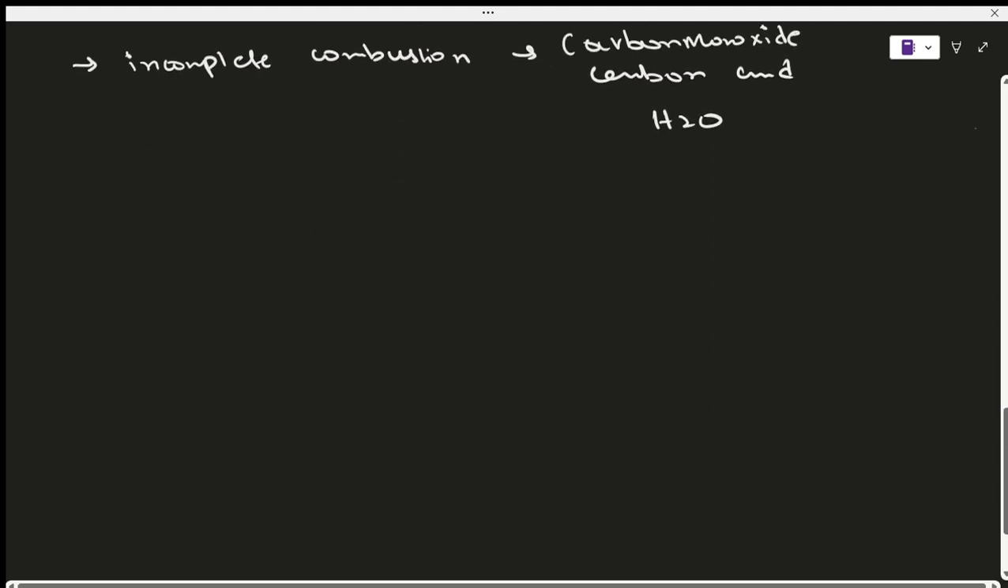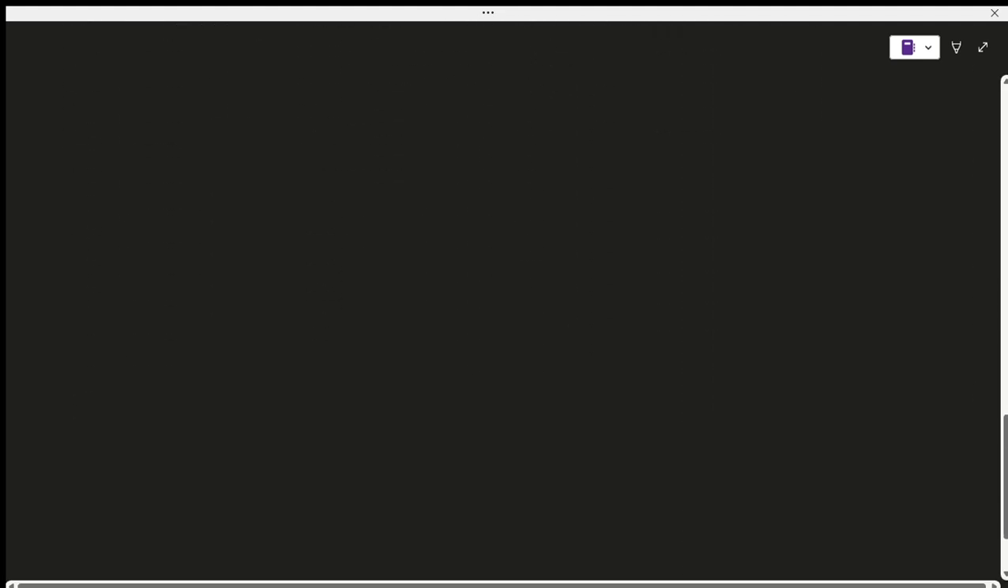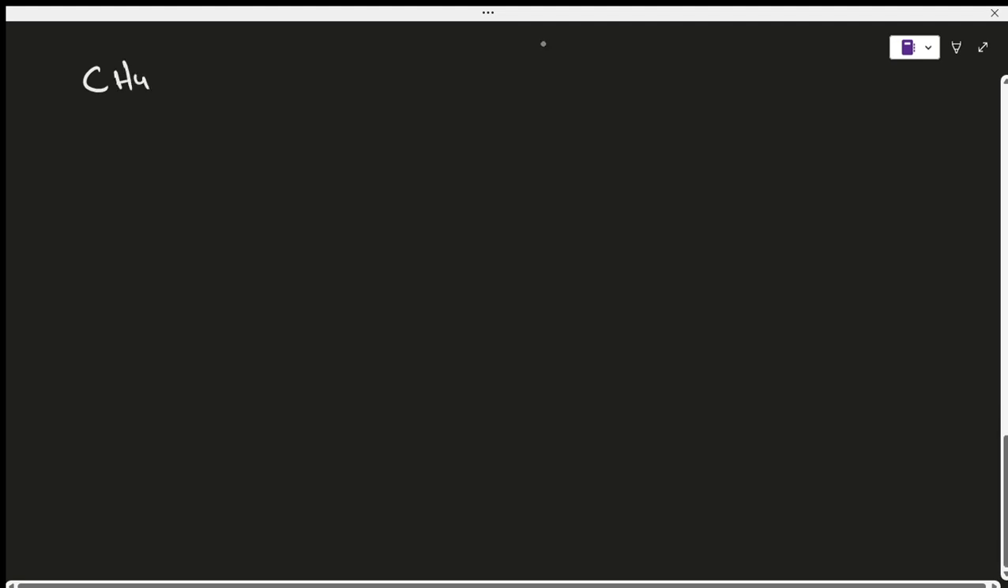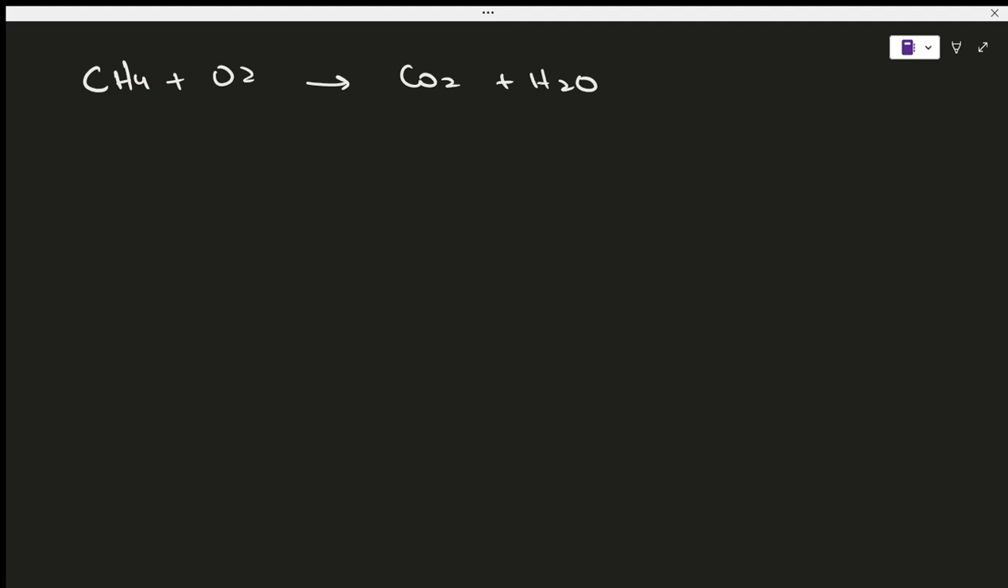But we do need to look at the reaction of different alkanes with oxygen. So let's take methane first. When methane reacts with oxygen, it forms carbon dioxide plus water. The equation is simple, but what's the catch here? This equation is unbalanced, and you have to balance it out. So how do we balance it out?